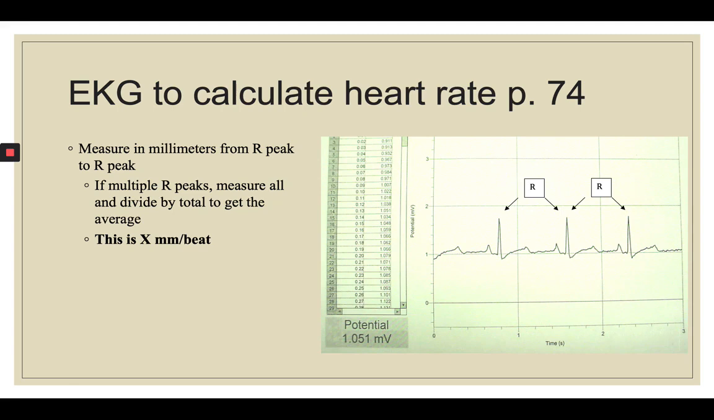So the first thing we do is we measure the distance between the R peaks, which is this top peak. Remember, this is Q, R, and S. So these are our R peaks. So we would measure the distance between them in millimeters. And sometimes if the heart's beating really fast, you'll have multiple R peaks, like 5 or 6. So what you would want to do is measure the distance between them, and then average them, so divide by the number of peaks you had. So this is our X millimeters per beat. So basically we're trying to figure out the difference between the R peaks. That's step 1.